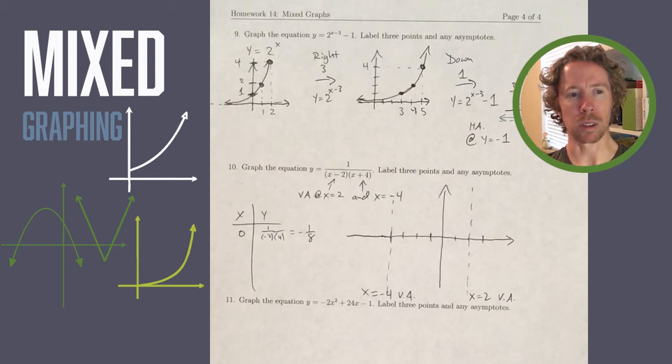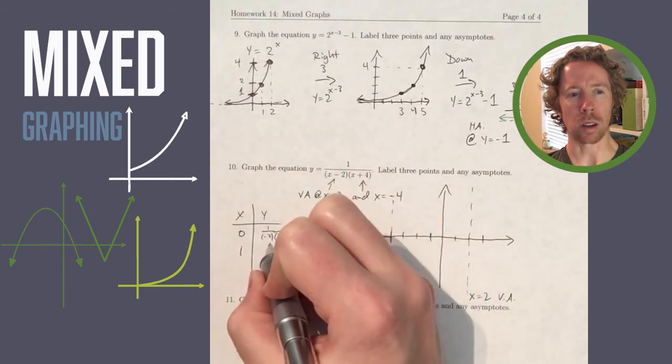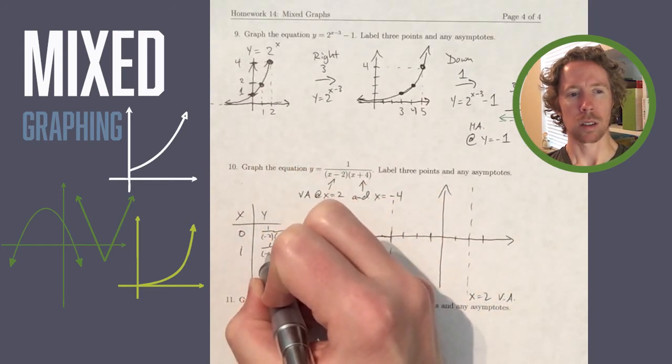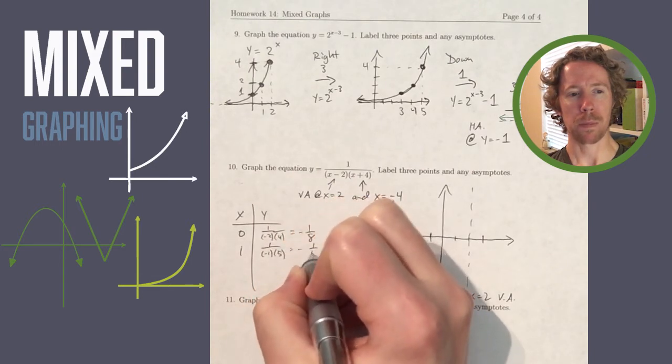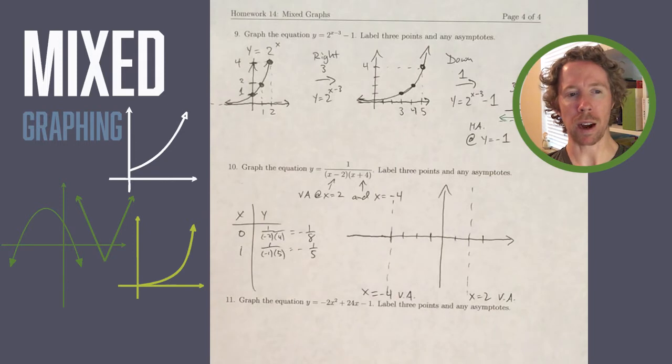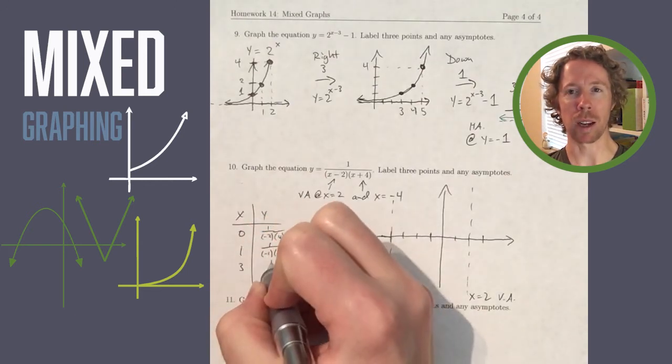If I plug in x equals 0, I get y equals negative 1 over 8. If I plug in x equals 1, I get negative 1 over 5. And 1 over 5 is bigger than 1 over 8, just like 1/2 is bigger than 1/4. So that's going to help me when I go to graph this.